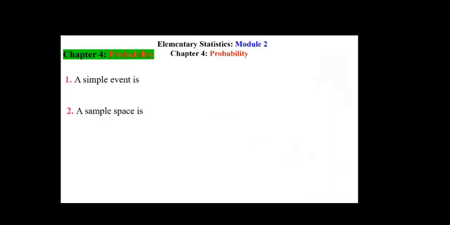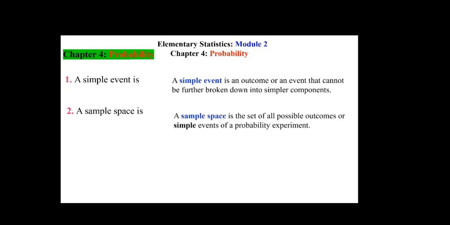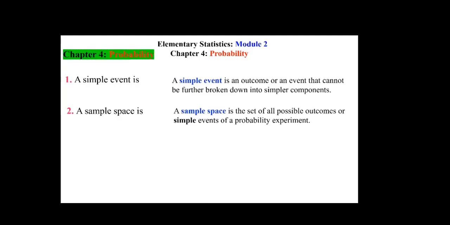We are looking at elementary statistics practice test 2 for module 2, chapter 4, probability. We're going to start with a few basic definitions, things you've seen. A simple event is an outcome or an event that cannot be further broken down into simpler components. A sample space is simply referring to all possible outcomes. A sample space is the set of all possible outcomes or simple events of a probability experiment.